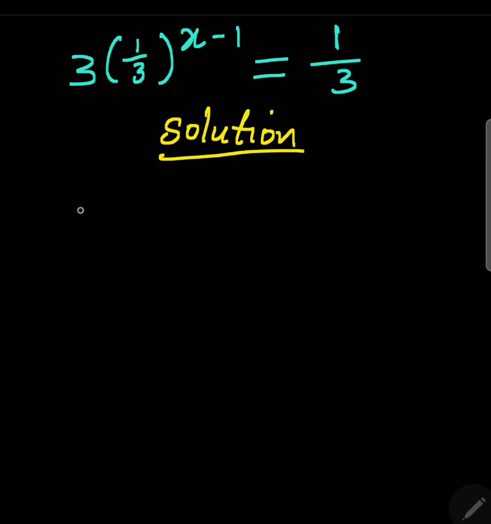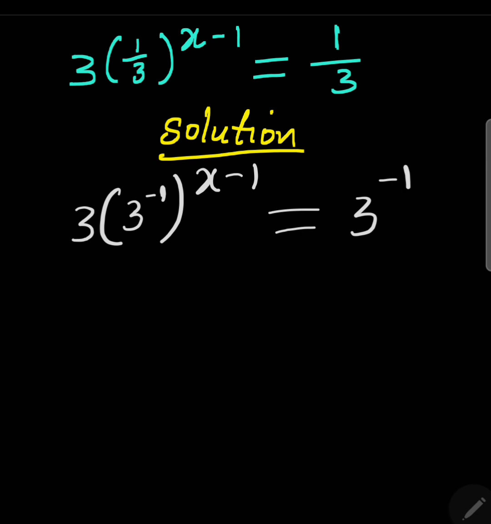So when we do that, we're going to have 3 into the bracket of, in place of 1 over 3, 3 raised to the power of negative 1, all raised to the power of x minus 1, which is going to be equal to, here also 1 over 3 is going to be 3 raised to the power of negative 1. Now the next thing we're going to do is to eliminate this 3 by dividing both sides by this 3. So we divide the left hand side by 3. We do the same thing to the right hand side so that this 3 can eliminate this 3.